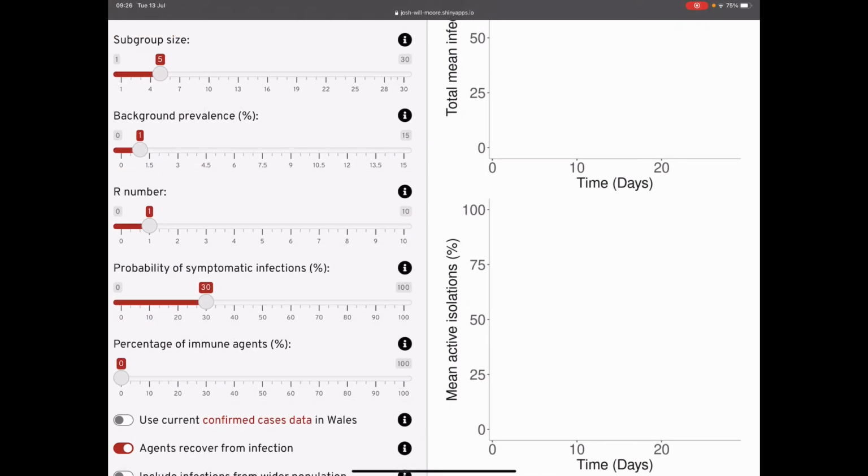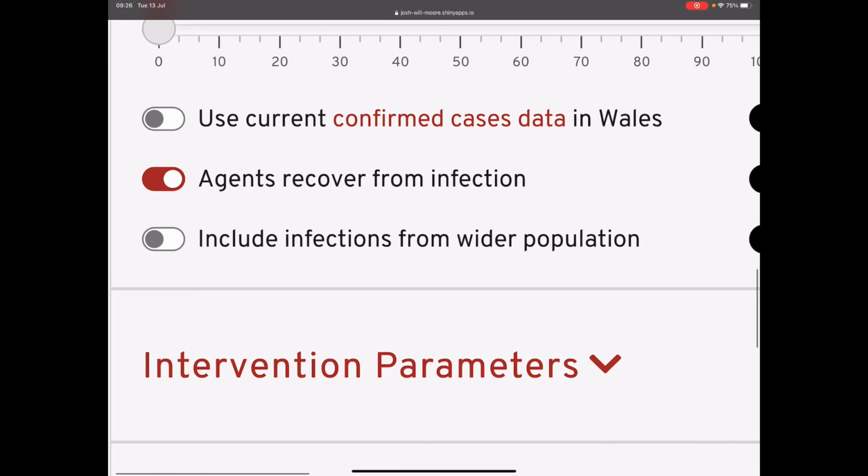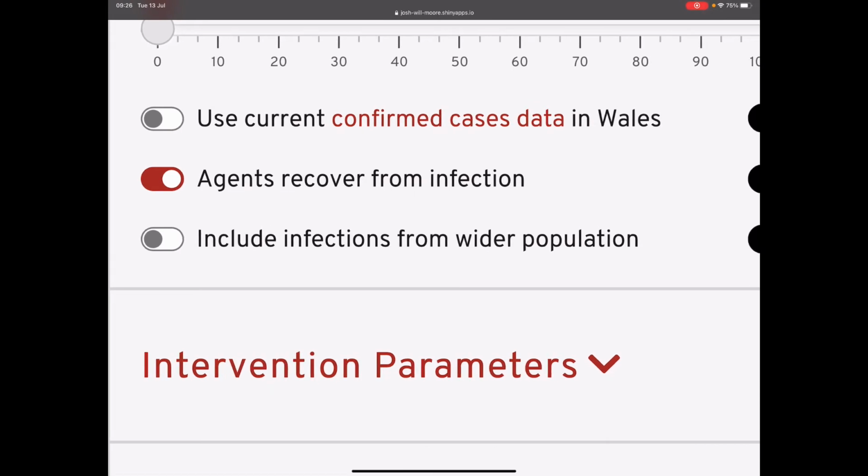Background prevalence. This is exactly what it says. It's the idea of how much COVID-19 is in the environment outside of the school. So this slider links with this toggle here, include infections from wider population.